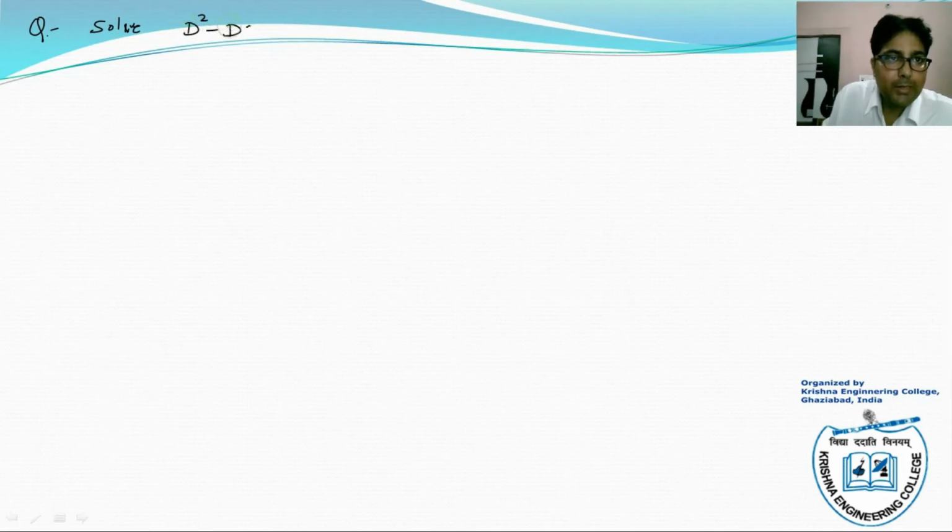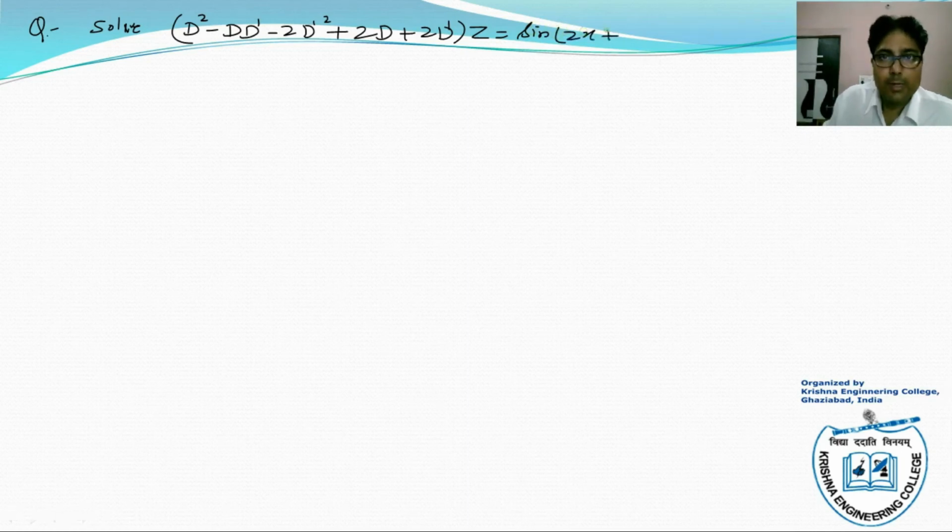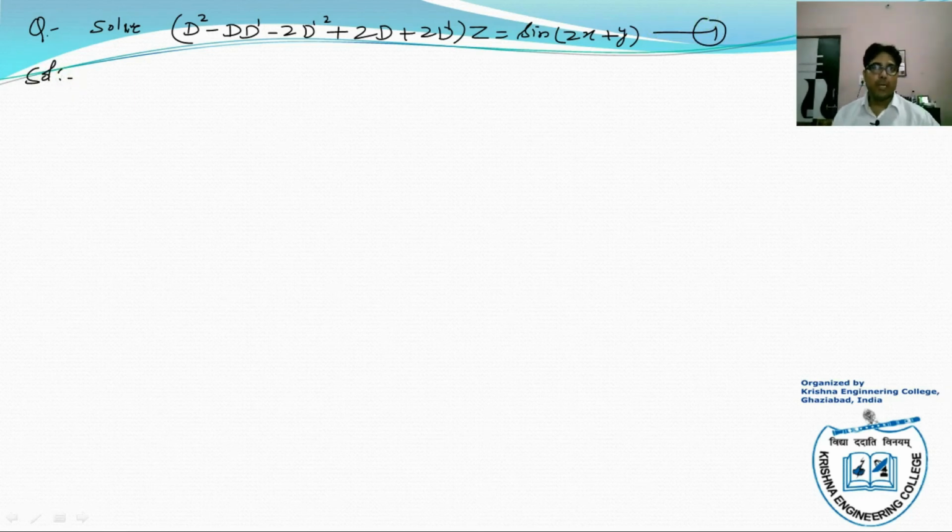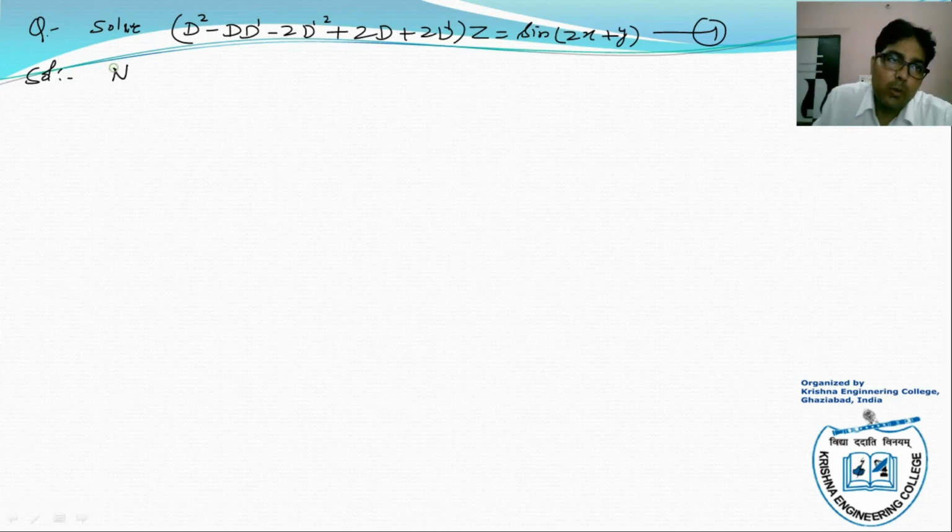D square minus DD' minus 2D' square plus 2D plus 2D' is equal to sin(2x plus y). Dear students, before solving this problem, first of all we check whether this equation is homogeneous or not. Clearly this equation is non-homogeneous.